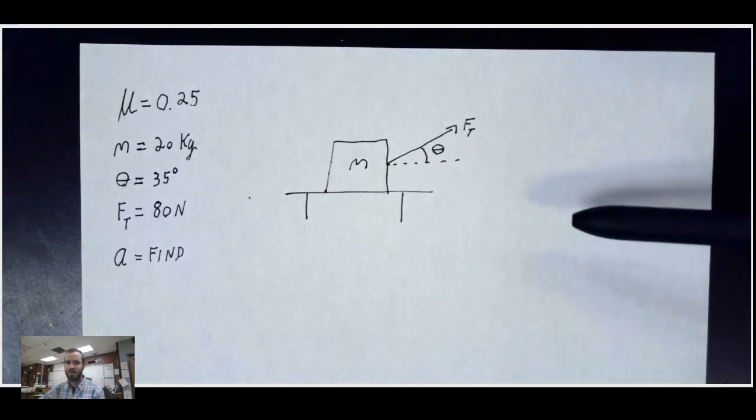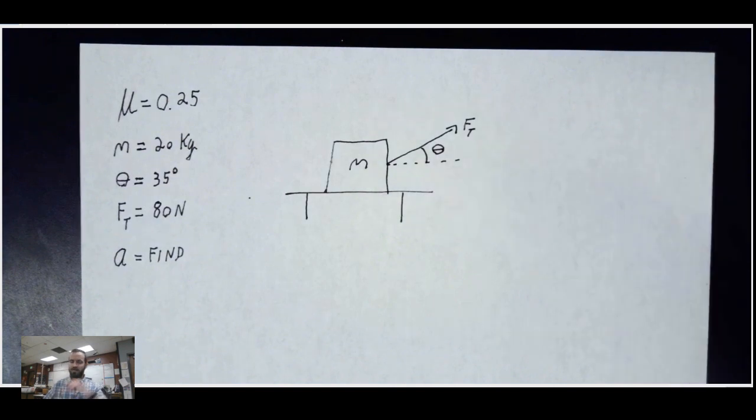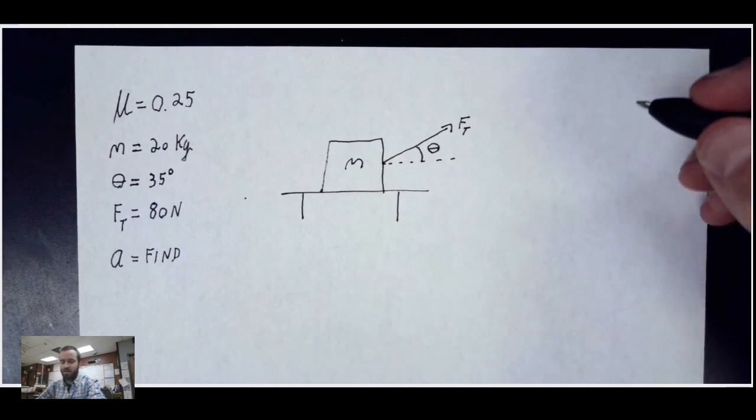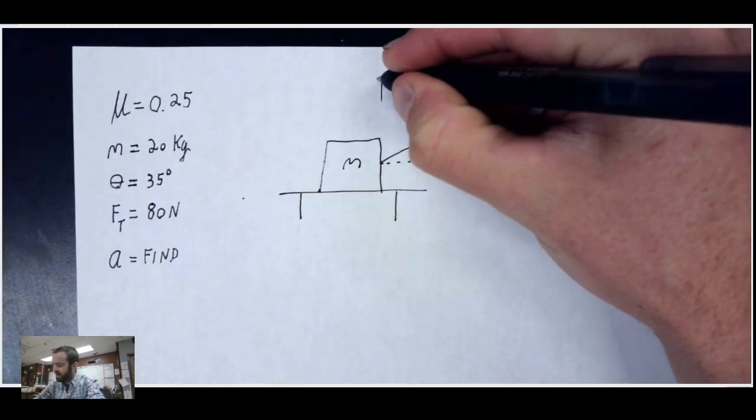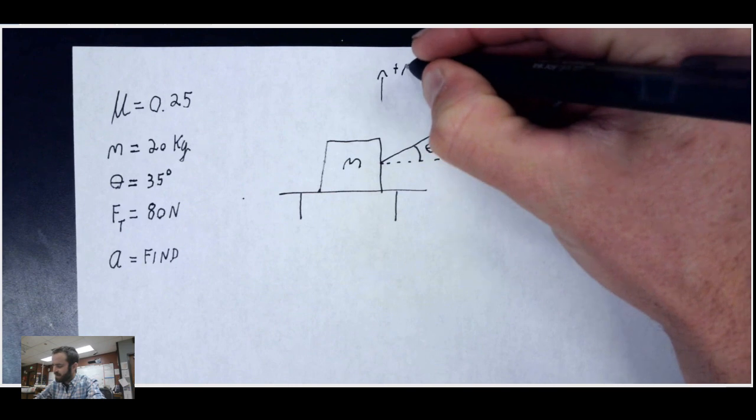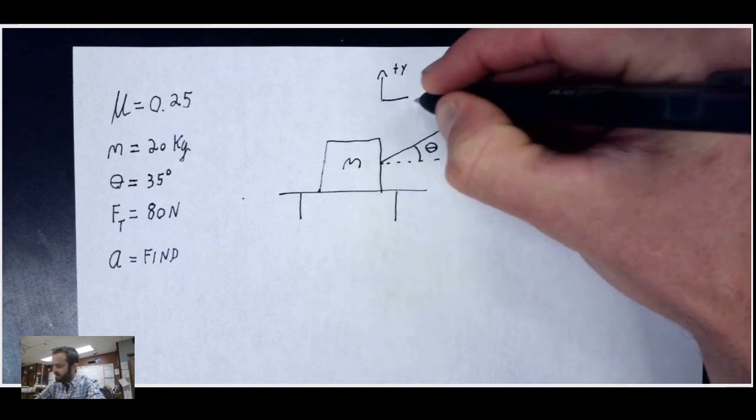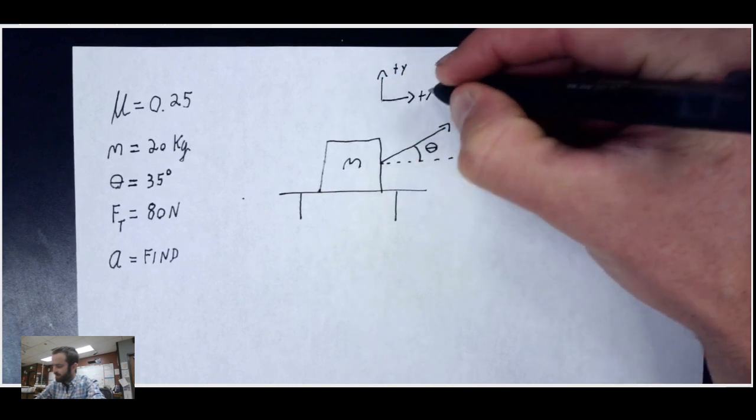So I sketched this little block here just to represent the picture we were given earlier, and we want to start at the beginning. First thing is we want to define a coordinate system. So I'm going to define upwards as the positive y direction, and out to the right is my positive x direction.